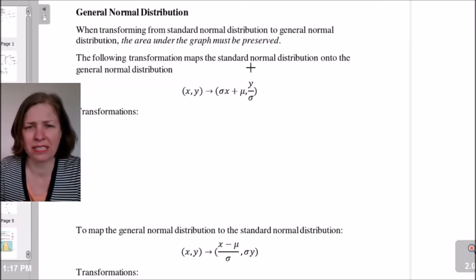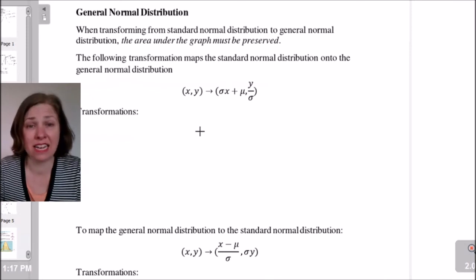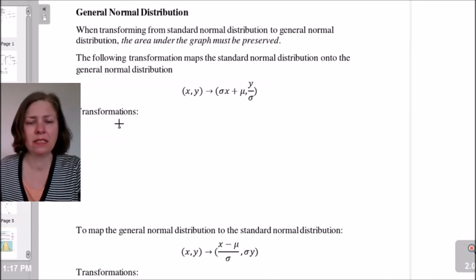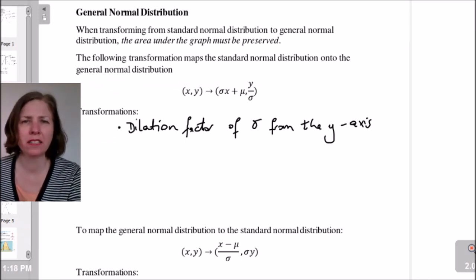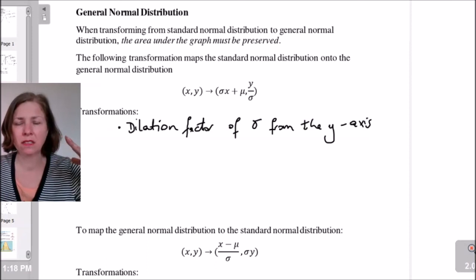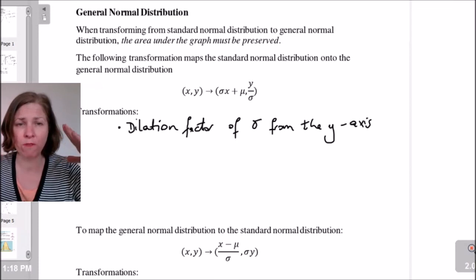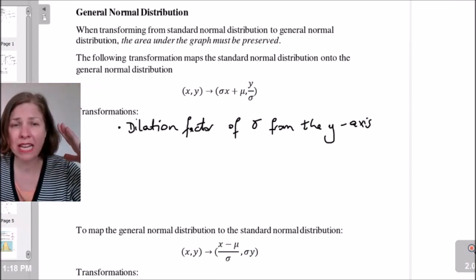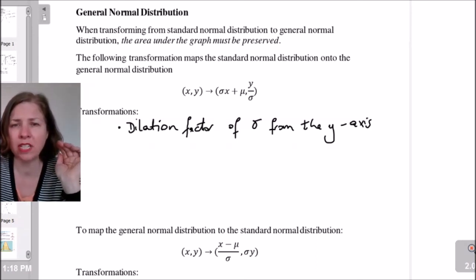So what we have first, let's look at x. X becomes sigma x, where sigma is the standard deviation, okay? So that means a dilation factor of sigma from the y-axis. So the first thing that I'm doing there is I'm dilating from the y-axis. So my graph is going to spread out according to whatever sigma is. Now, sigma might be more than 1, in which case my graph is going to get stretched, or it might be less than 1, therefore my graph is going to get compressed. But either way, I'm going to dilate horizontally by a factor of sigma.